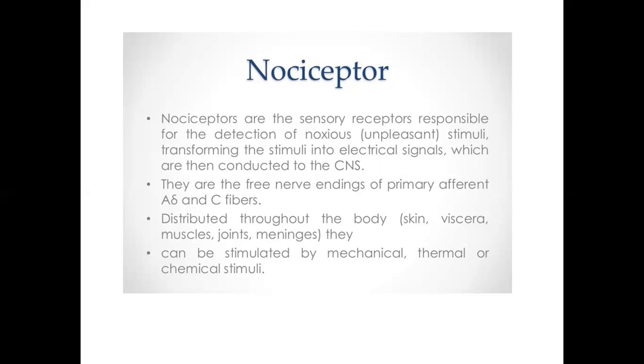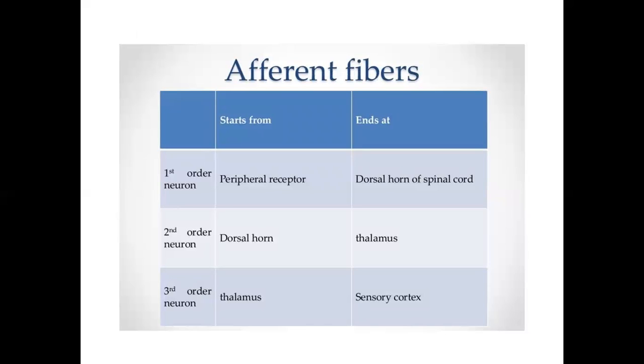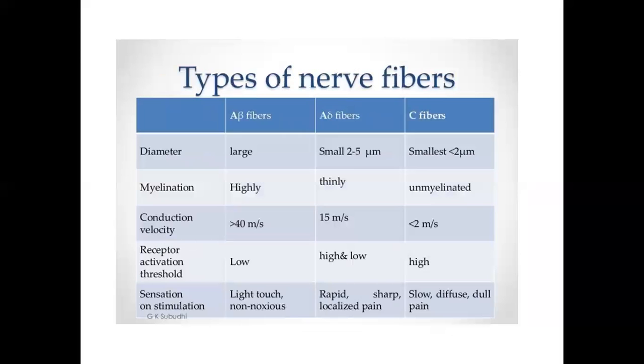They can be stimulated by mechanical, thermal, or chemical stimuli. The afferent fibers are first order neurons, second order neurons, and third order neurons. They start from the peripheral receptor, dorsal horn, thalamus, and end at the dorsal horn of the spinal cord, thalamus, and sensory cortex. The types of nerve fibers are A delta fibers, A beta fibers, and C fibers. As you can see, they differ in diameter, myelination, conduction velocity, receptor activation threshold, and sensory response on stimulation.